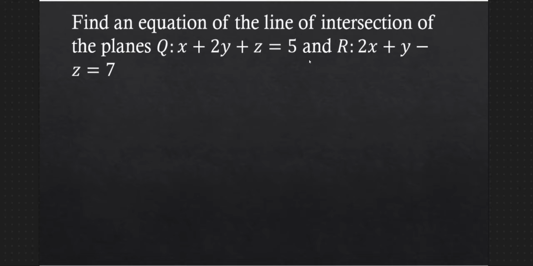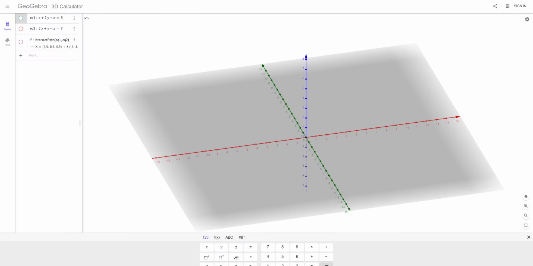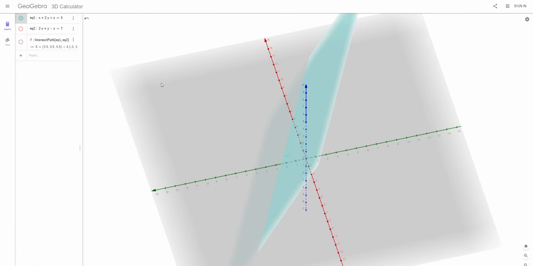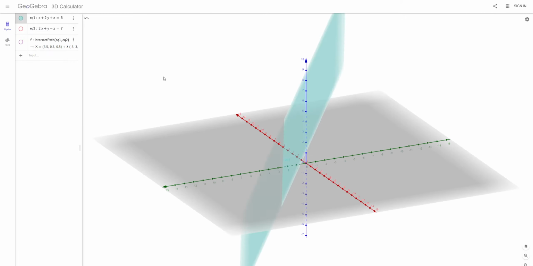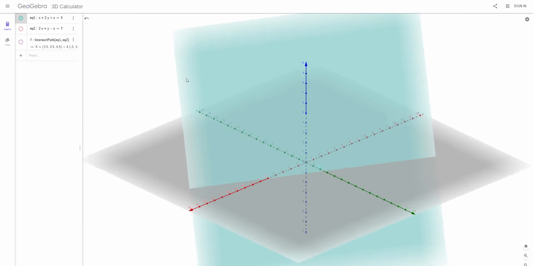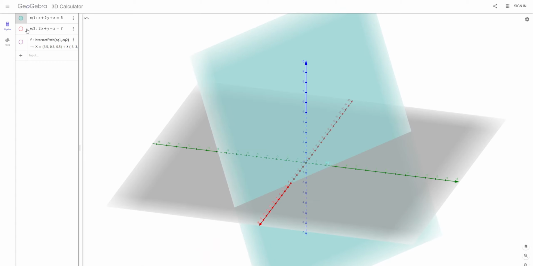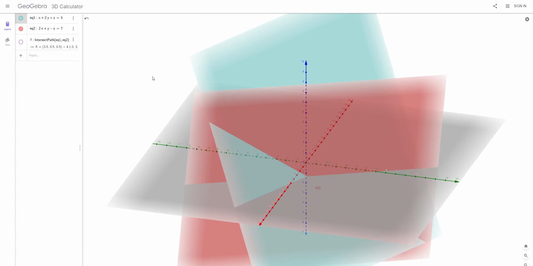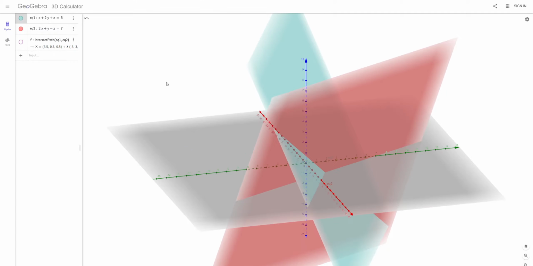So the first thing I'm going to do here is just jump over to GeoGebra and graph these two planes. So I have the equations of the two planes. I've entered them into my calculator here, x plus 2y plus z equals 5. I'm going to go ahead and turn that one on. So that's the first plane, looks like that. And then let's see the second plane, 2x plus y minus z equals 7. I've entered that in already.